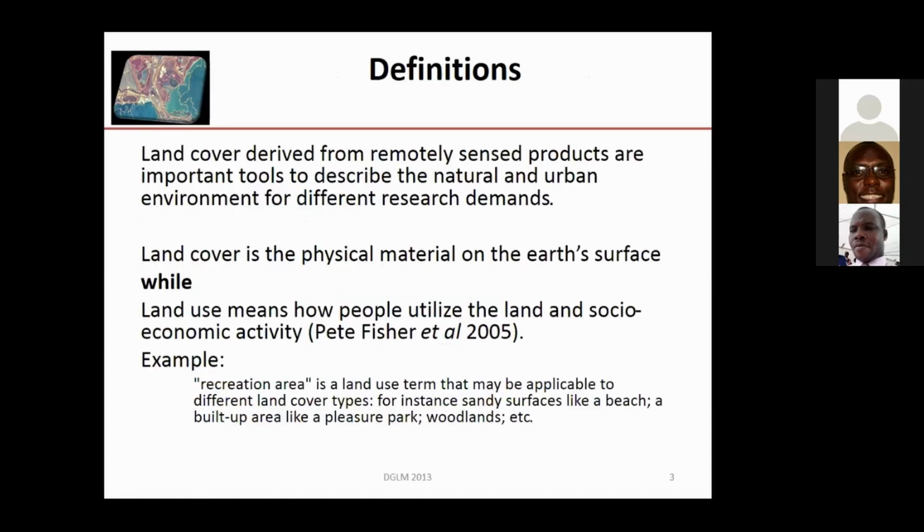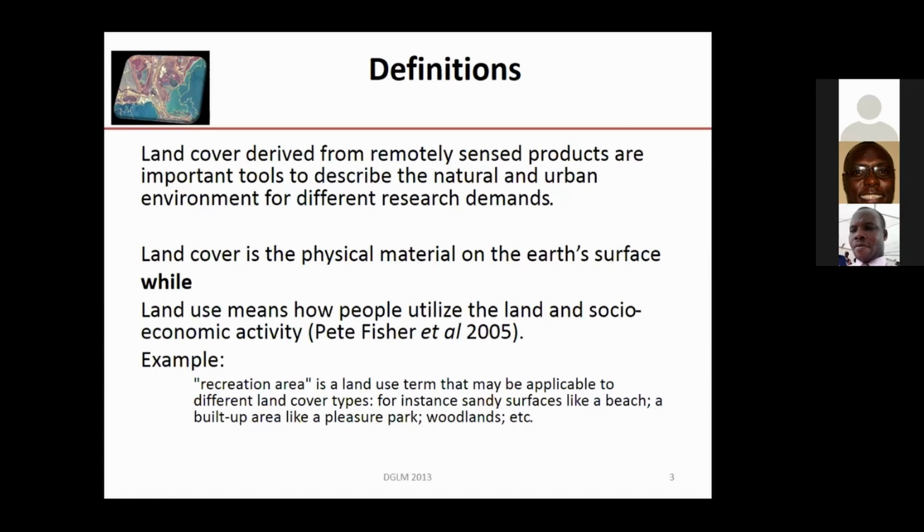Oftentimes we've been able to use remote sensing products to derive land cover, and this land cover describes whatever is on the ground, whatever is covering the surface. So it's the physical matter on the Earth's surface. Now, sometimes, of course, we confuse this with land use. Land cover and land use are different. Where land cover is just the physical material on the Earth's surface, land use means how people utilize the land, the socio-economic activities that take place on the land.